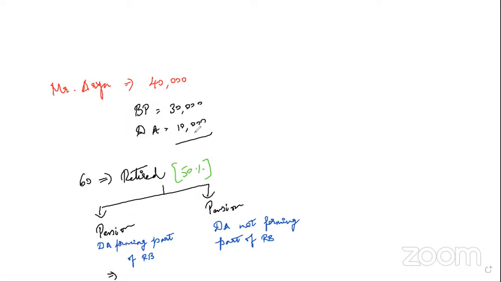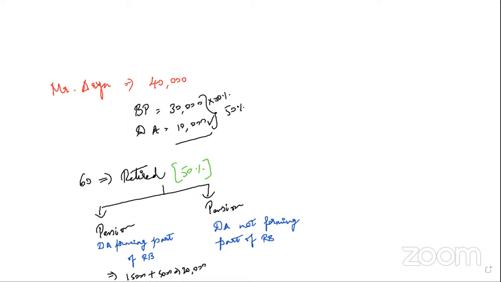you're supposed to receive 50% of this when you retire. Basic pay 30,000 at 50% is 15,000, and the DA of 10,000 at 50% again is 5,000. Arya's pension is going to be 20,000.